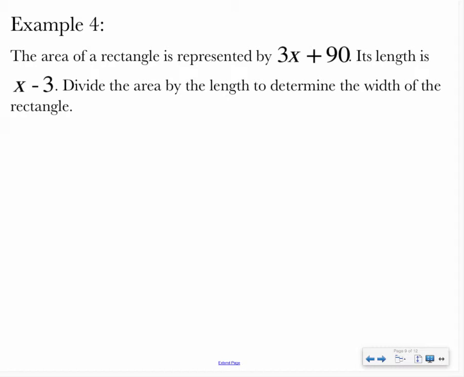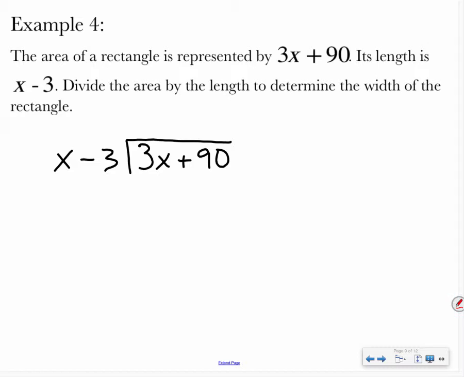Let's look at example 4. We have the area of a rectangle is represented by 3x plus 90. Its length is x minus 3. Divide the area by the length to determine the width of the rectangle. Okay, so we have the area of our rectangle. We need to divide it by our length in order to find the width.